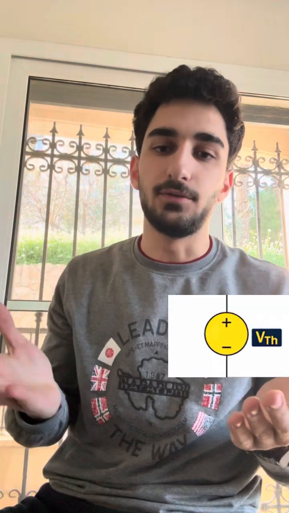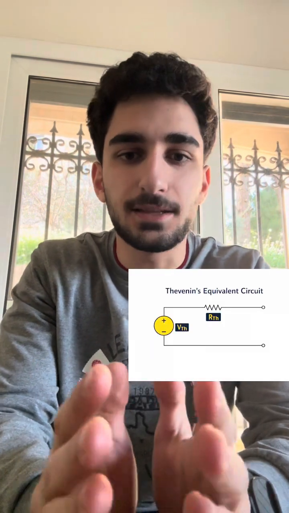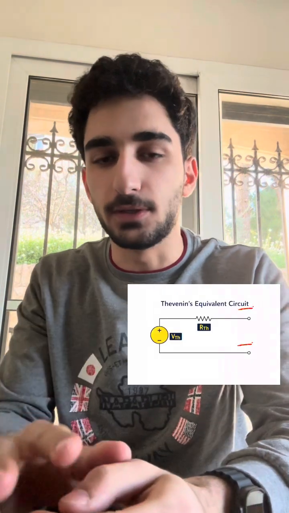This theorem states that for each linear electric circuit, you can reduce it into an equivalent circuit containing a voltage source named the Thevenin voltage in series with a resistor named the Thevenin resistance. And this equivalent circuit behaves just like the original circuit, but from the perspective of two nodes of your choice.